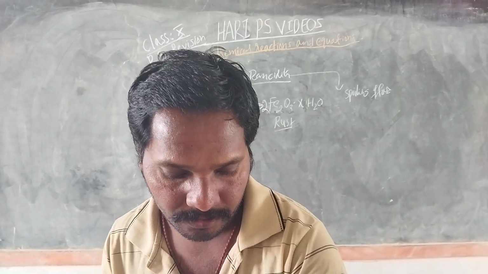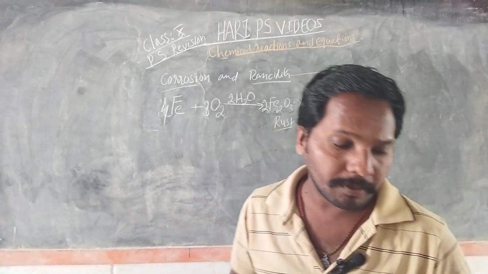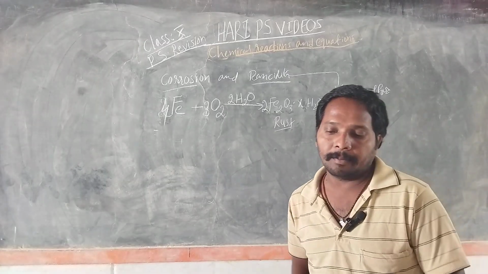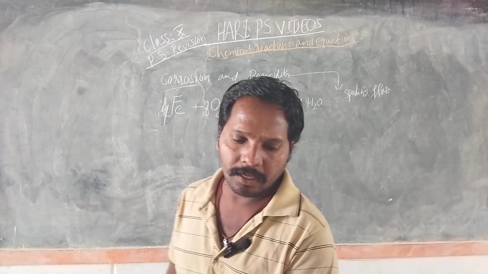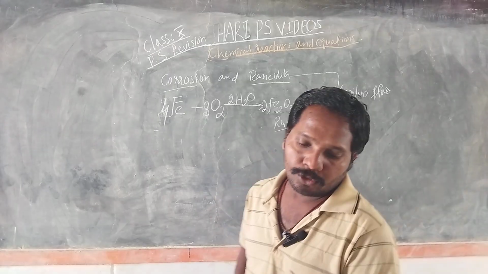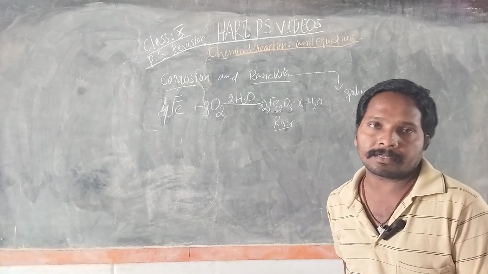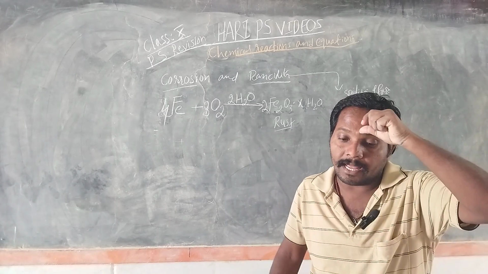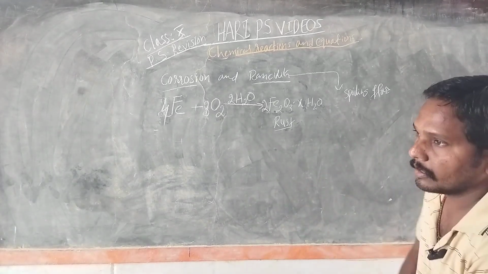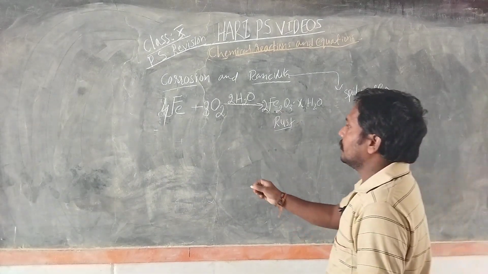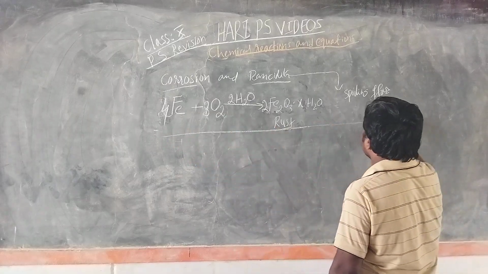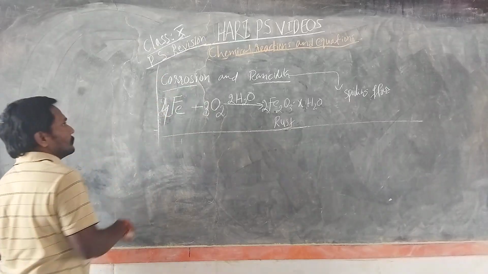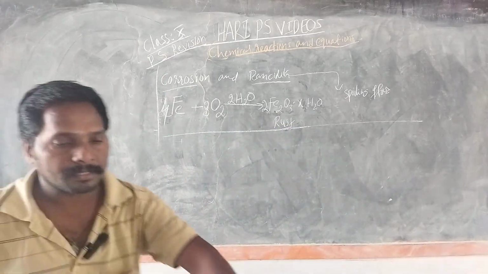Let us discuss the first one. A magnesium ribbon is burnt in the presence of oxygen to give magnesium oxide. Rewrite the reaction as a chemical equation. Magnesium burns with oxygen. So first question answer. So you know the corrosion and oxidation.